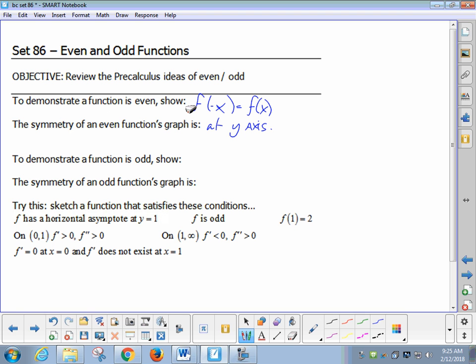Okay, to demonstrate a function is odd, you show that when you put in a negative, you get the opposite y result as if you would put in a positive. And the symmetry is about the origin. It's point symmetry. Okay.